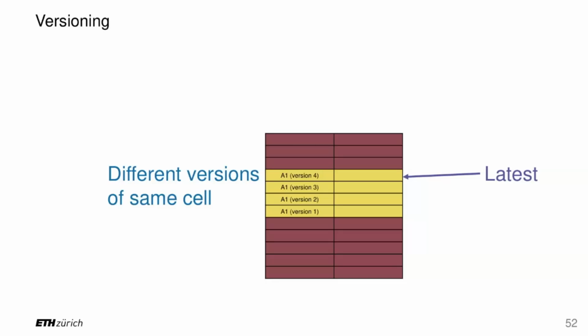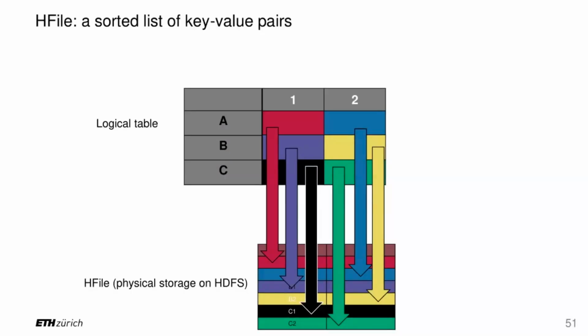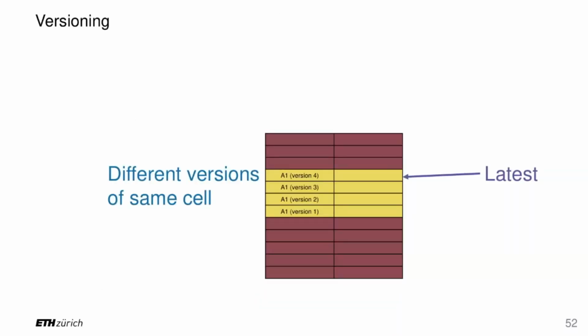And the way it does that is that in addition to the row and the column, it also stores a version number. For example, A1 might exist in 4 versions, and then it's going to list the latest version first, let's say V4, and then V3, V2, V1, but it keeps all of them in that file. So if you look at that file, you have all of these cells with multiple versions of the same cell ordered by decreasing version.